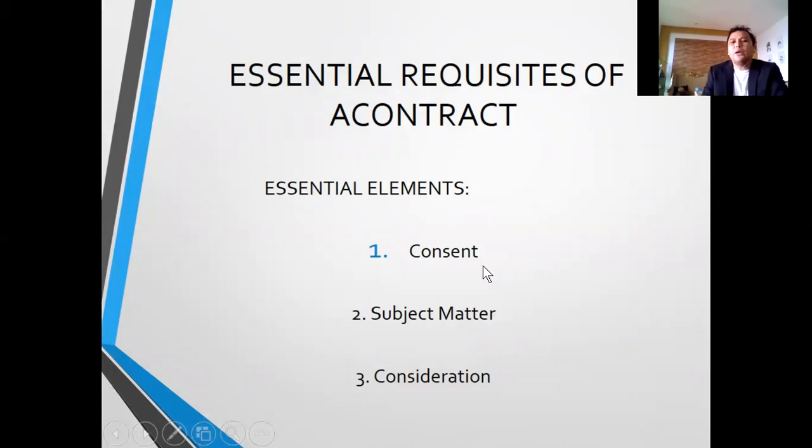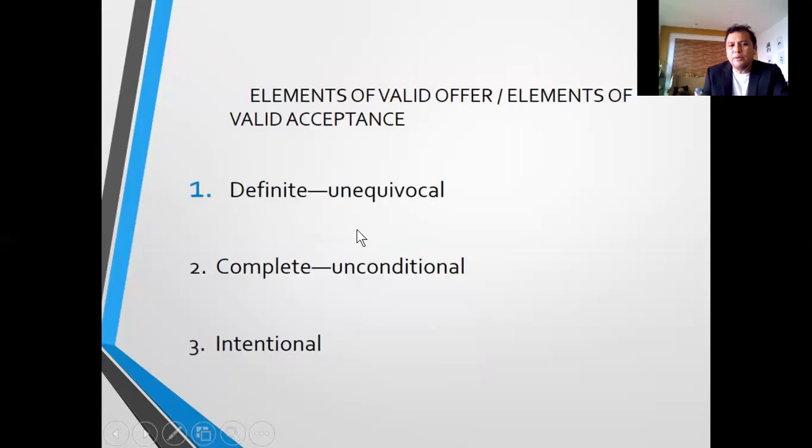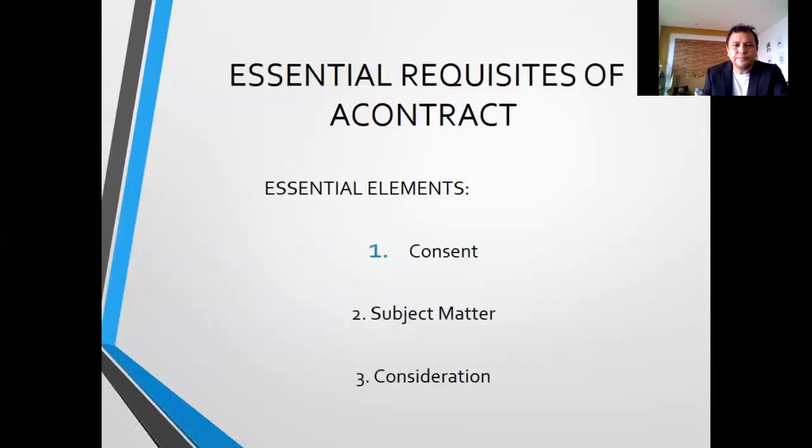So again, there are 3, namely consent of the contracting parties, the subject matter, which is the object of the contract, and consideration or cause. So the consideration is another term for cause. So consent is the first requisite. Without these 3, consent, subject matter or object, and consideration or cause, there is no contract.